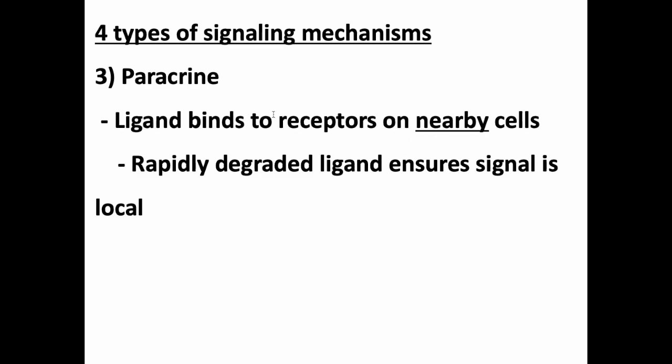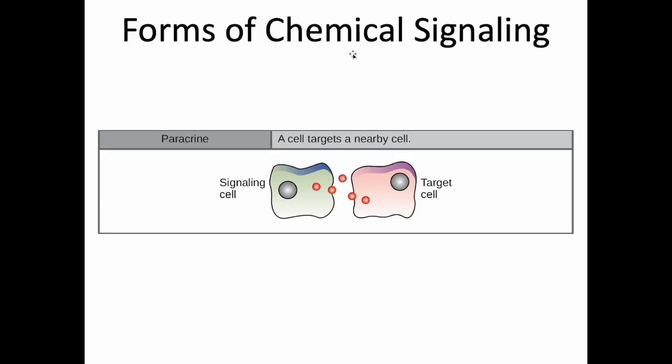Again, it's important to note that in this type of signaling, the message does not travel far. The ligand itself, whatever it happens to be, just doesn't have a good shelf life. It is rapidly degraded. That makes sure that the signal is local. So this ligand is not going to send messages throughout the entire body because it just doesn't last that long. It's only going to send its message to nearby cells.